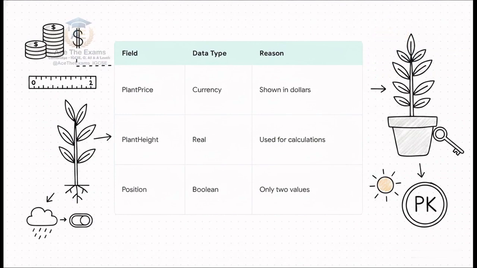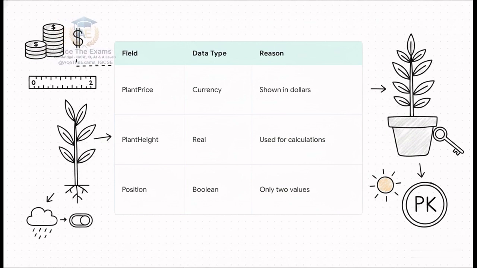Plant price must be set to currency, because the reason is it needs to be displayed clearly in dollars and cents. Plant height has to be real, not just an integer, because a plant height of, say, 1.5 meters absolutely requires decimal precision for any future calculations. Position is Boolean because in this system it only has two absolute binary states. It's either in the sun or it's in the shade, true or false.